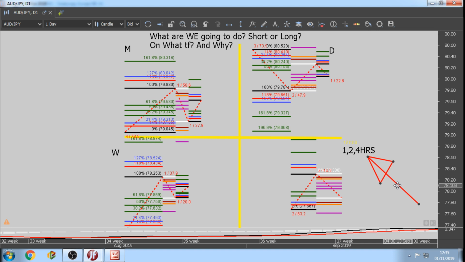Okay, teachers, listen to me very carefully. Everybody that wants to go long. Teachers, why are we going long on the 1, 2, 4 hour chart if the original Fibonacci on our confirmation time frame is down and it has a confirmed C? What is going to be your answer?